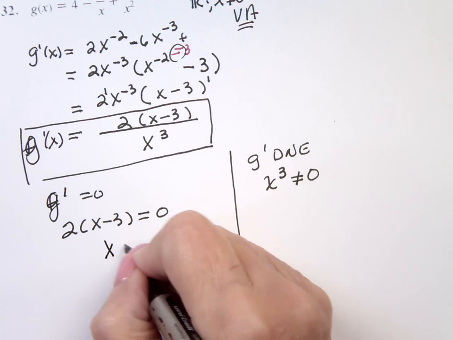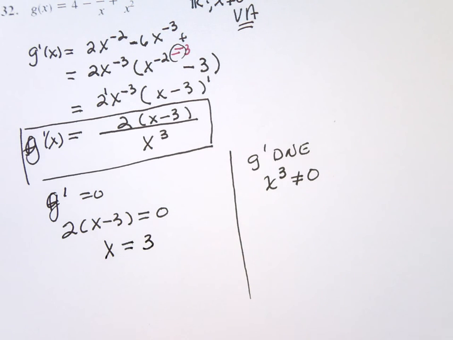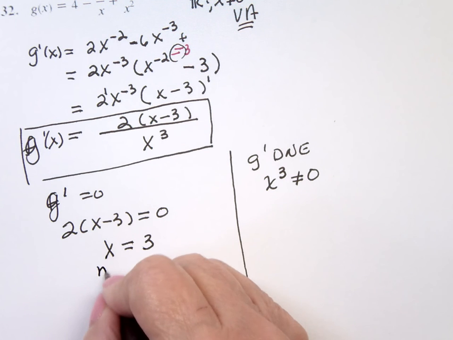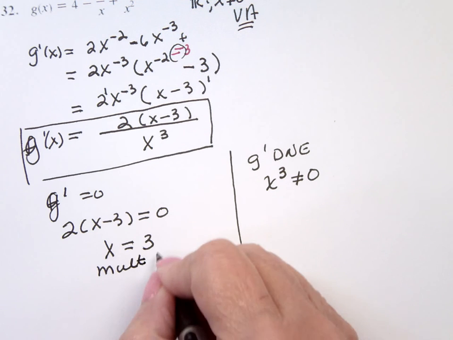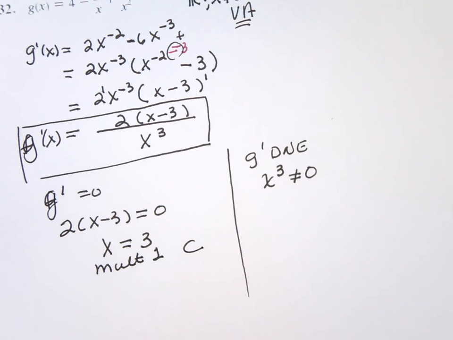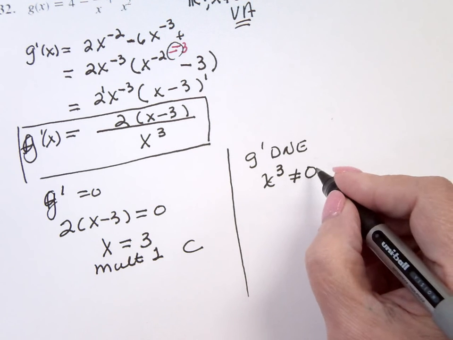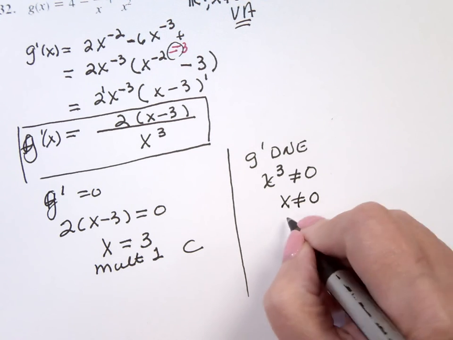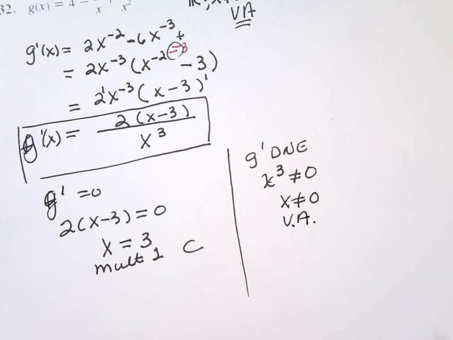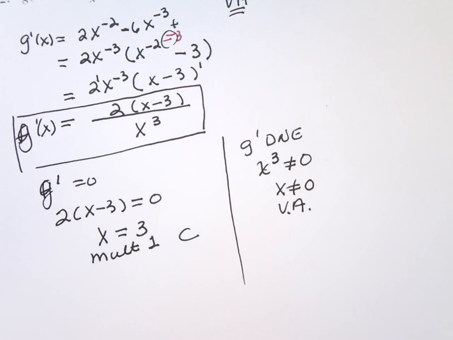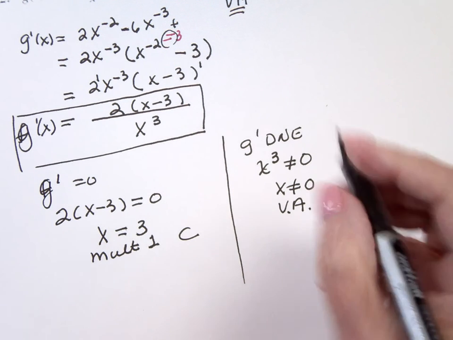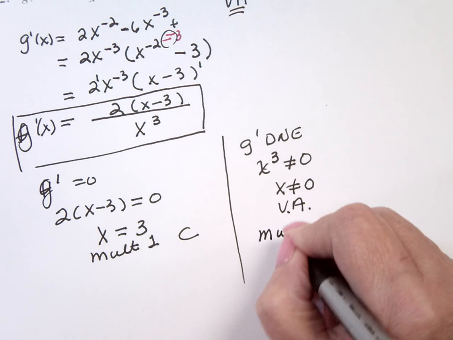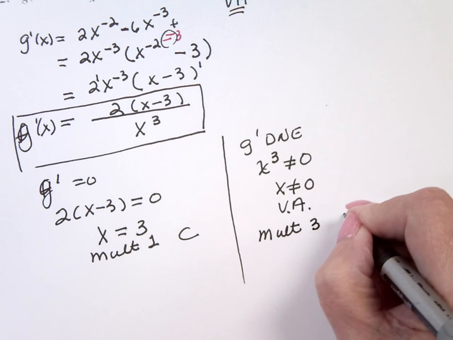So this says x equals 3. Of course, this is multiplicity what? 1. So we change. And x can't be 0. And he is a VA. And by the way, he is multiplicity what? 1. So you do have a change.